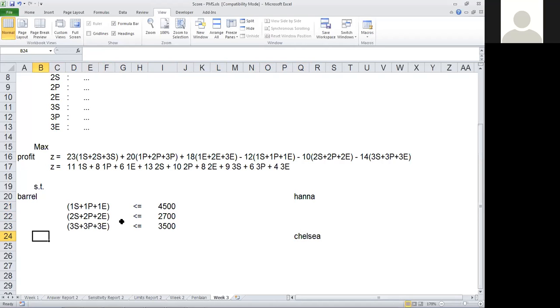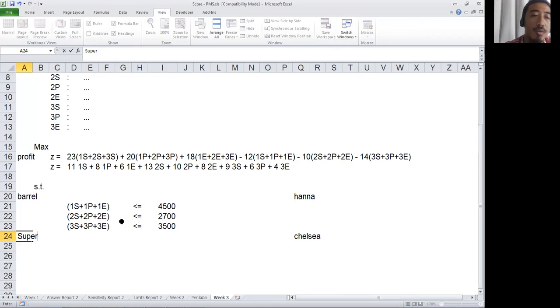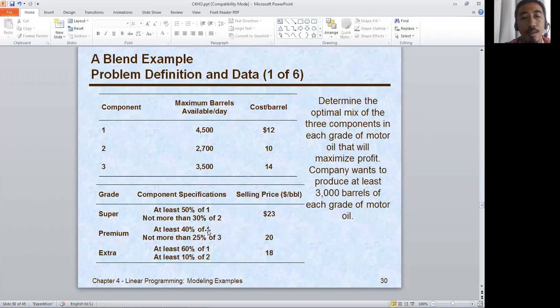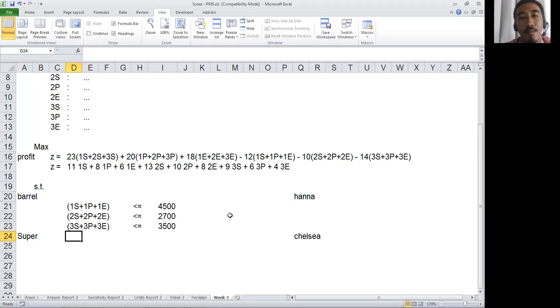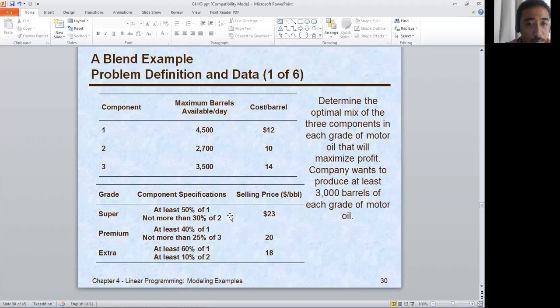What is the other constraint? It is about the super, yeah? Related to super. What do you think? How do we put the constraint of super here? Super 1S per... Yeah? Chelsea or maybe others? I'm gonna try, sir.